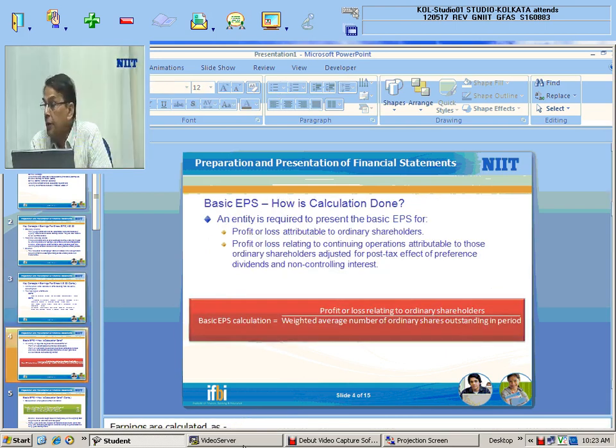Now coming to basic EPS, how the calculation is done. An entity is required to present the basic EPS for profit or loss attributable to the ordinary shareholders. Profit or loss relating to continuing operations attributable to those ordinary shareholders, adjusted for post-tax effect of preference dividends and non-controlling interest. So basically we are looking at profit and loss attributable to the ordinary shareholders, divided by the weighted average number of ordinary shares outstanding in the period.